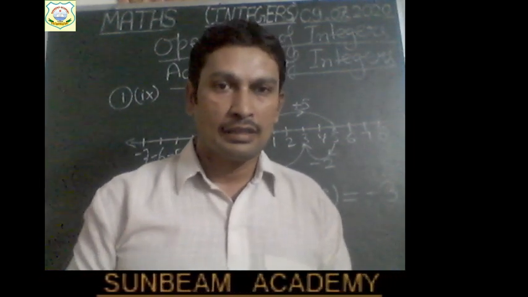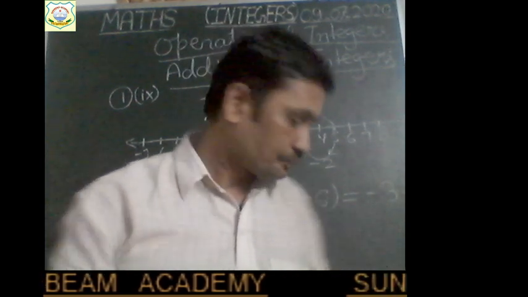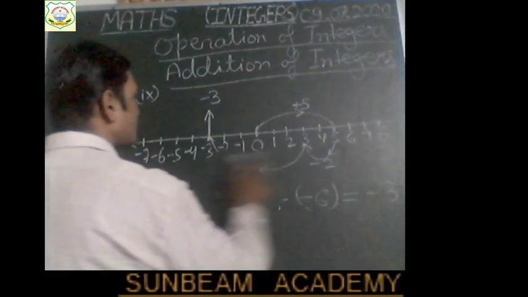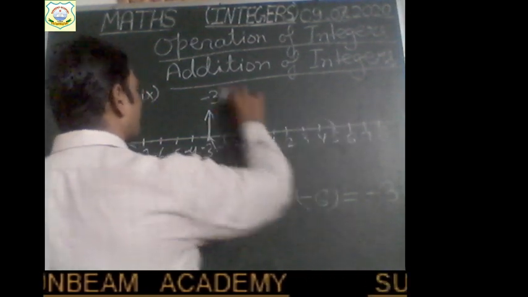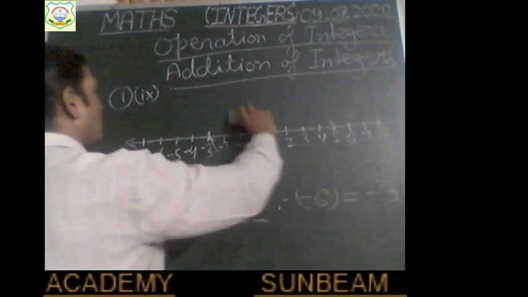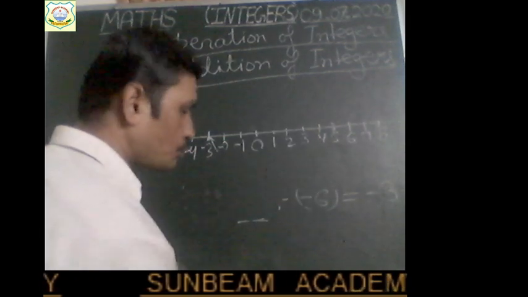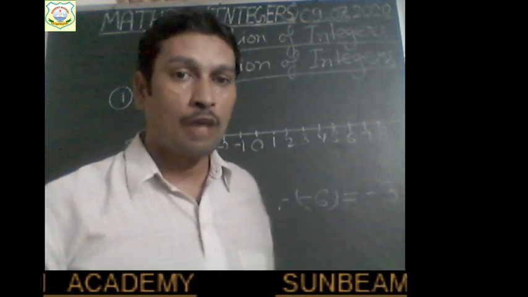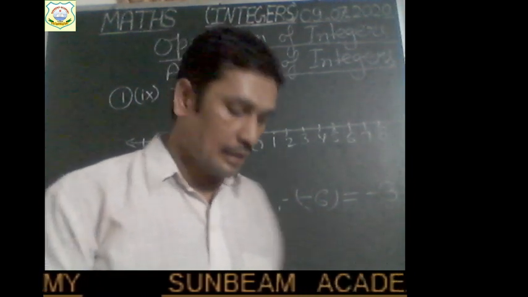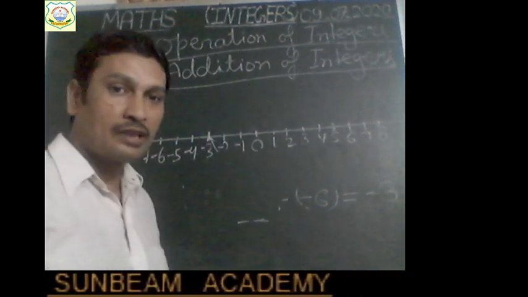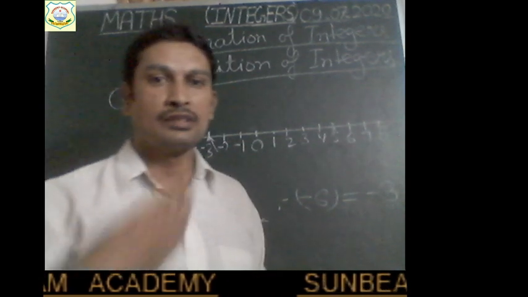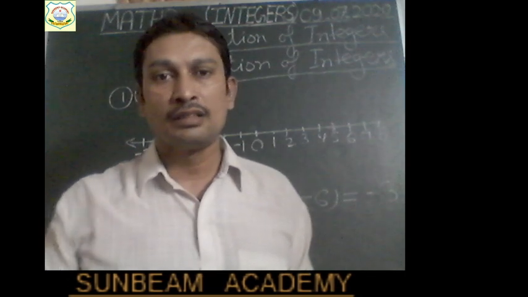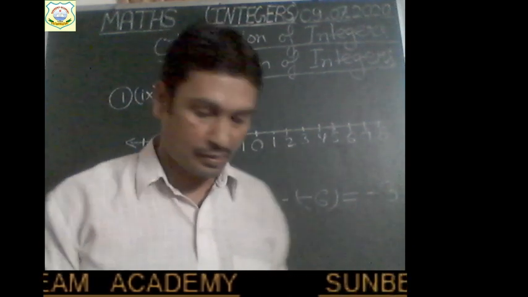Okay, children? Let us take one more example. So always when you have to add 2 or more integers, firstly draw the number line and always start from 0. Okay? And see which number is the first one. If it is positive, then move in the positive direction, right hand side direction. If it is negative, then move in the negative direction, that is left hand side direction.